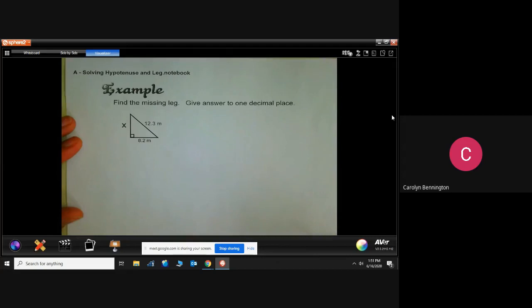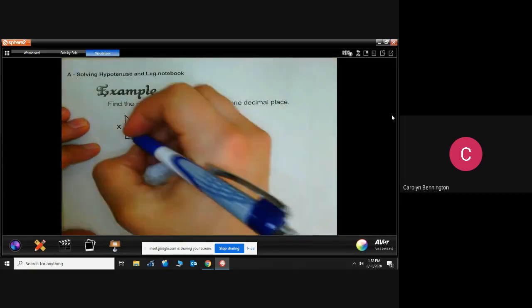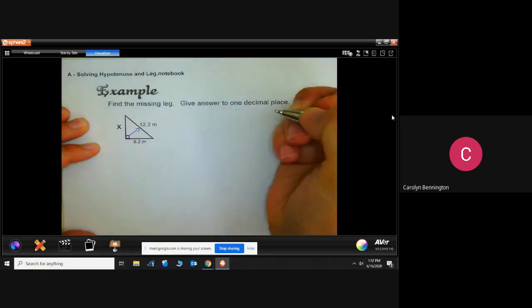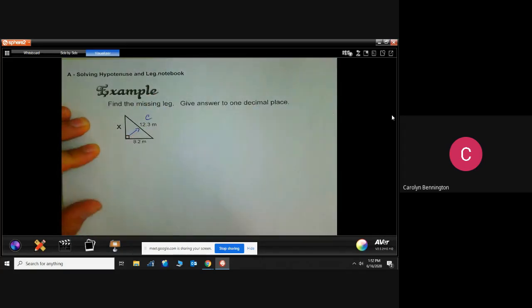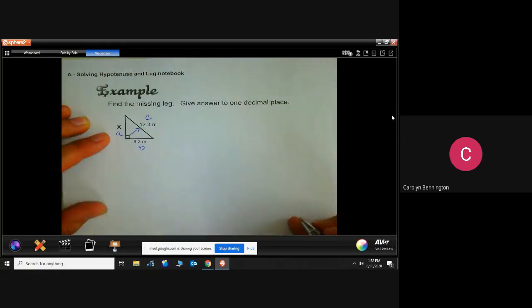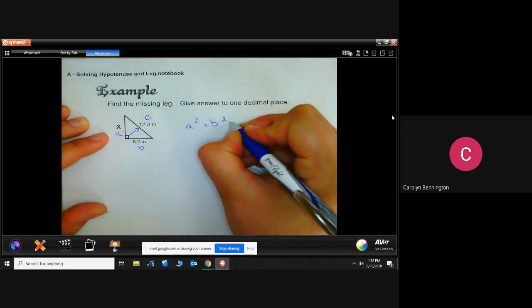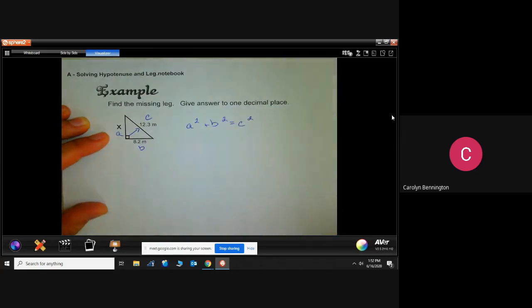So our last example, again, we already have the hypotenuse and we're looking for one of the sides. So again, identify that hypotenuse so you know that it goes in the right position. So directly across from that 90-degree angle, that's our C value. And then our other two legs are going to be A and B. So we'll have A squared plus B squared equals C squared. So substitute in what you know.